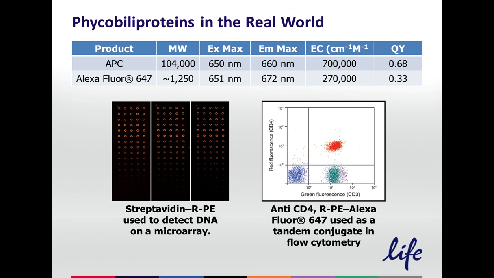They have very high extinction coefficients. RPE is up around 2 million. That's a very high extinction coefficient. Most dyes, as here you can see Electrofluor 647, most dyes are in the tens of thousands to hundreds of thousands. RPE is around 2 million. APC, which is the same wavelength as Electrofluor 647 in the far red, has an EC value of 700,000 and a 68% quantum yield, which is pretty high. So you can see it's much more efficient sometimes to use these phycobiliproteins. You can see some data from flow cytometry and a microarray down here.